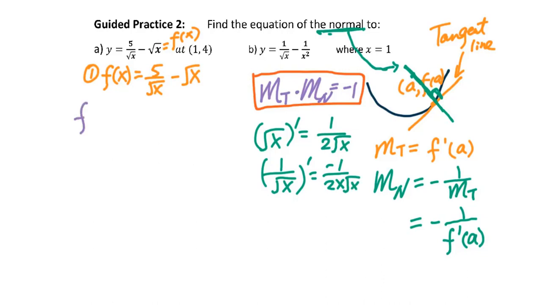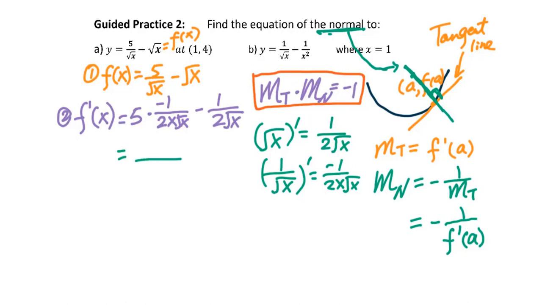Therefore, for derivative, you will get 5 stay because that's the coefficient, negative 1 over 2 x square root of x, then minus 1 over 2 square root of x. We organize, you will get negative 5 over 2 x square root of x minus 1 over 2 square root of x. The x1, y1 is given.